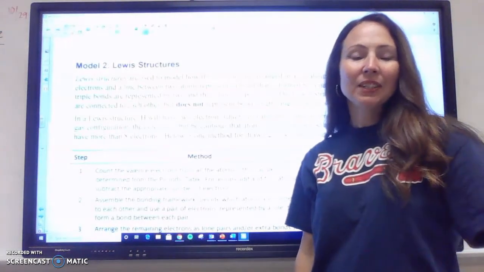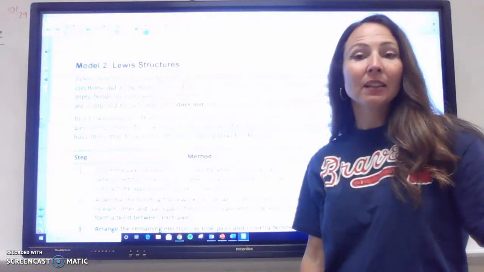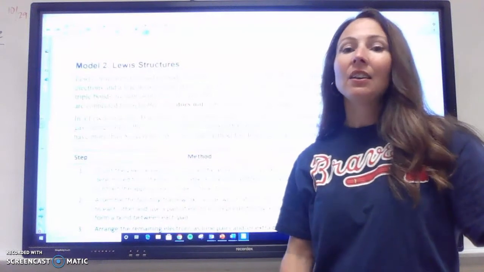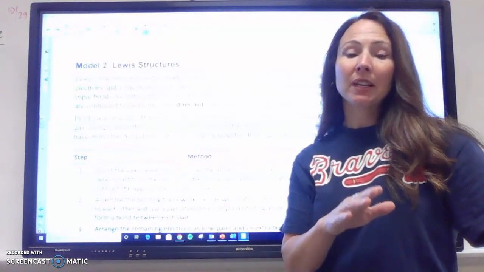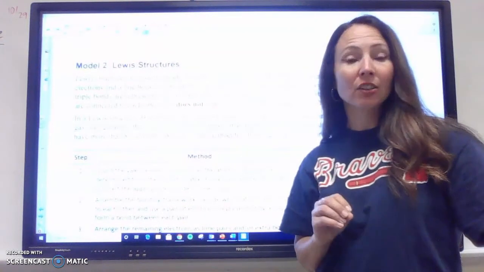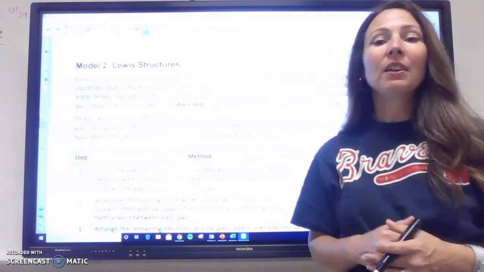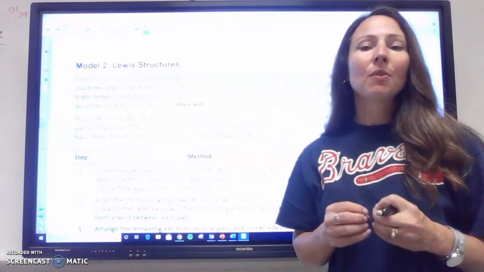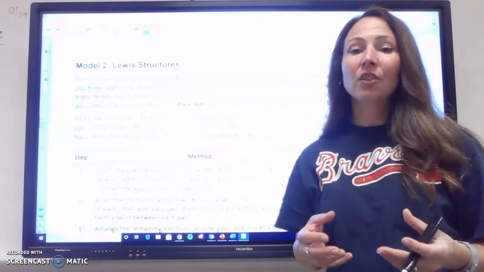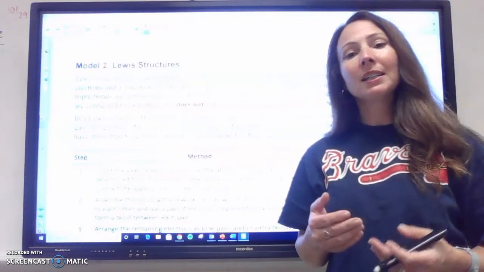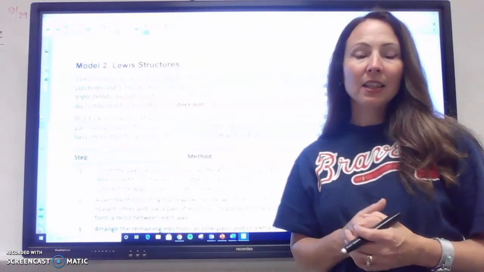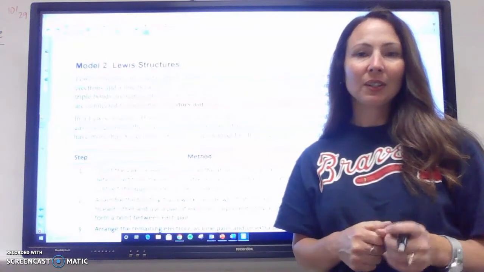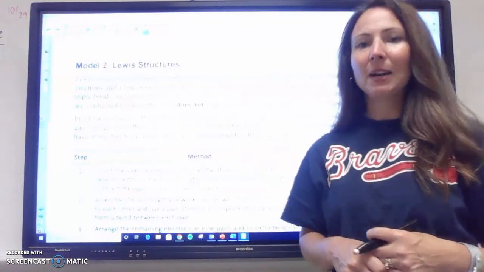Hey guys, in this video you're going to learn how to make Lewis structures, not Lewis dot diagrams based on valence electrons, but Lewis structures. So when you're given a chemical formula, whether it's ionic or covalent, you are going to be able to write the structure with the appropriate number of bonds and the electrons that are left over. So we're going to go over how to do that.